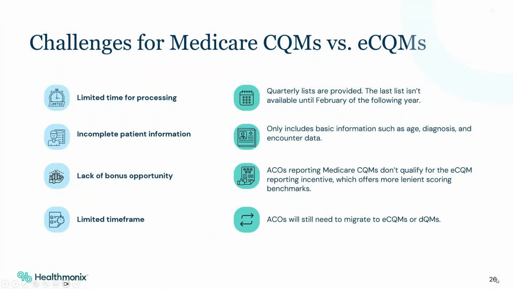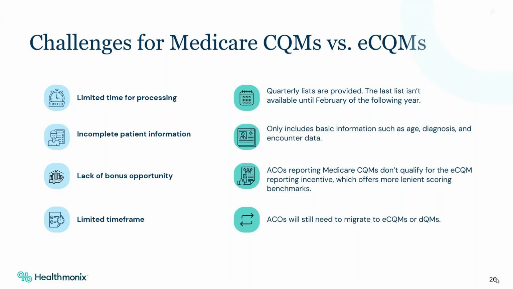So here are some challenges for Medicare CQMs versus eCQMs. With Medicare CQMs, you have limited time for processing them. As I said, once again, these are given after the fact. Quarterly lists are provided. The last list isn't available even until February of the following year. We had until yesterday to report CQMs, eCQMs and Medicare CQMs this year, but in most cases it ends on March 31st, so that really only gives you about 25 business days to gather the information needed for processing if you waited till the fourth quarter to do so.